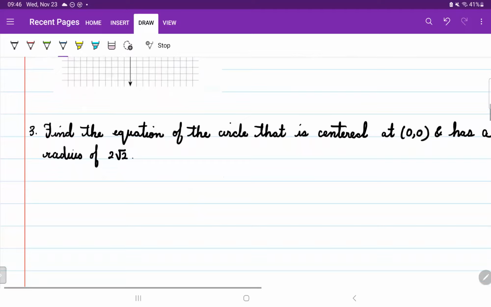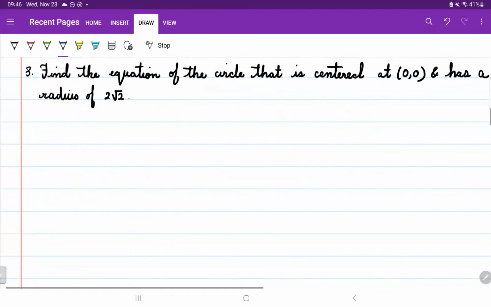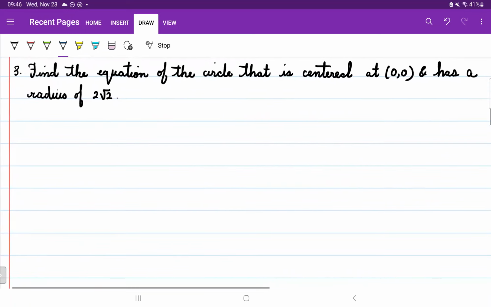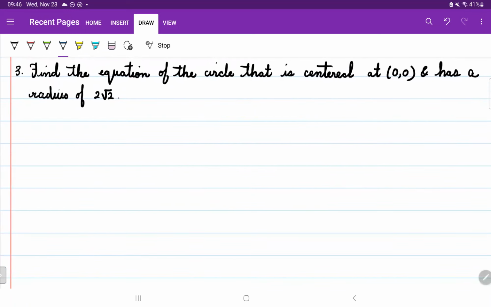Okay. Next problem here we have is find the equation of the circle that is centered at 0, 0 and has the radius of 2 root 2. Let us write down our circle equation again. When the center is 0, 0, it is x squared plus y squared equals r squared. Here we are given that r is basically 2 root 2.